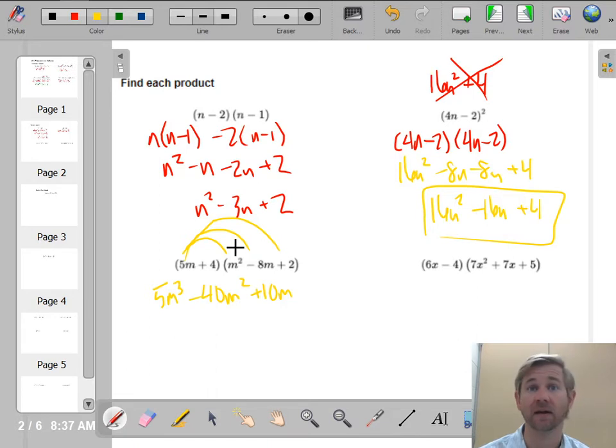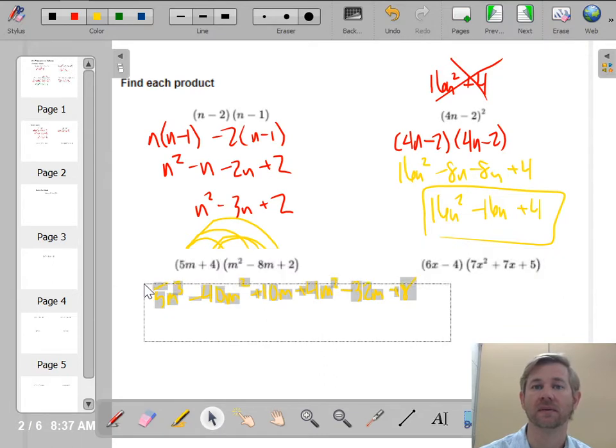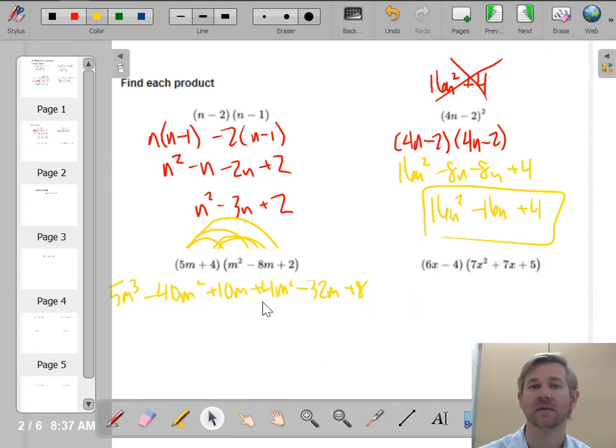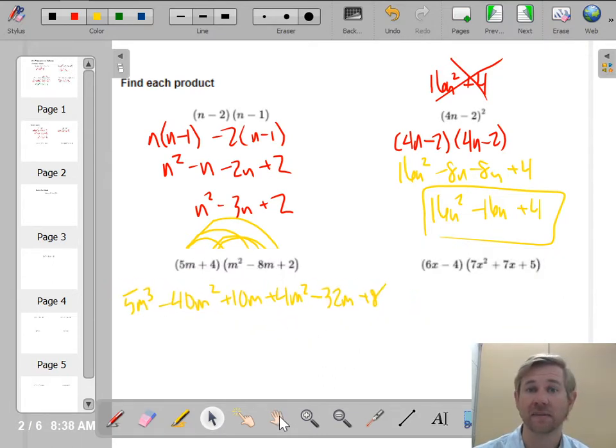We're going to do the same thing here with the 4 now. 4m squared minus 32m plus 8. So we're going to need a bigger boat. Let's see if I can shrink this up a little bit. Scoot over anyway. Okay. Now let's combine some like terms.